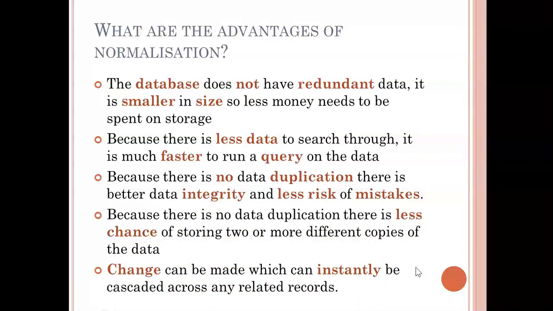All the information is linked in your relational database. If you change one bit of information in one table, it's going to be picked up across every other table that's connected to that table. So basically, every single table in your relational database will be changed immediately. Okay, so those are the advantages of normalization.